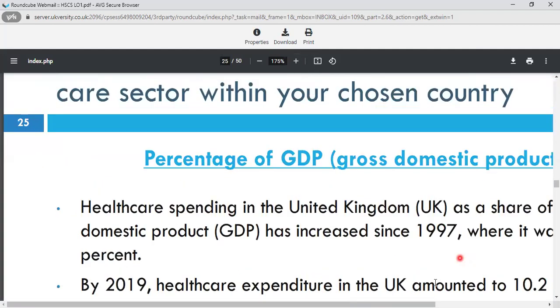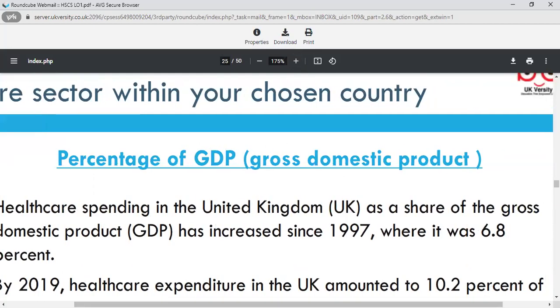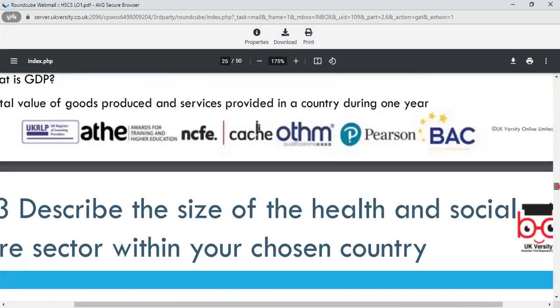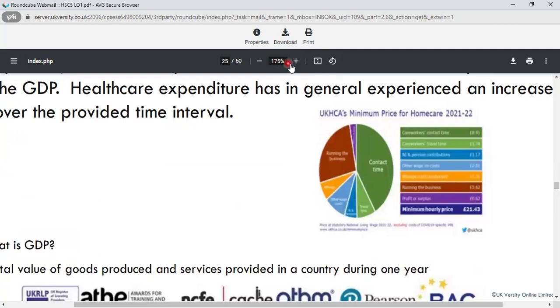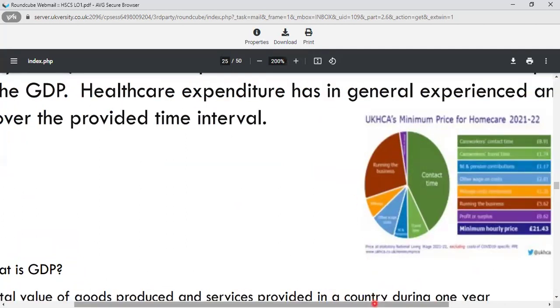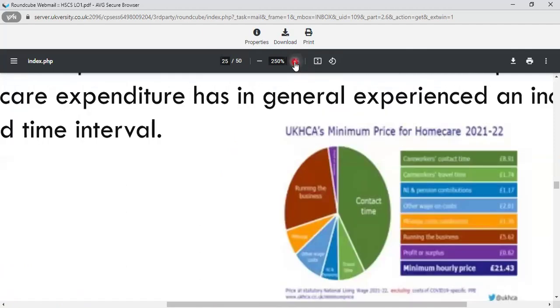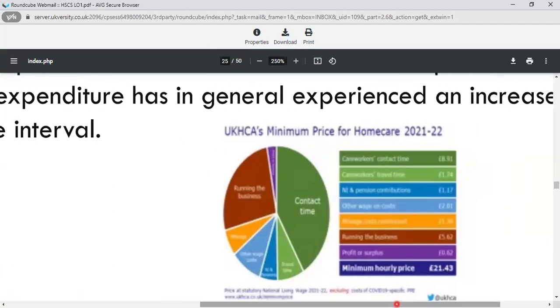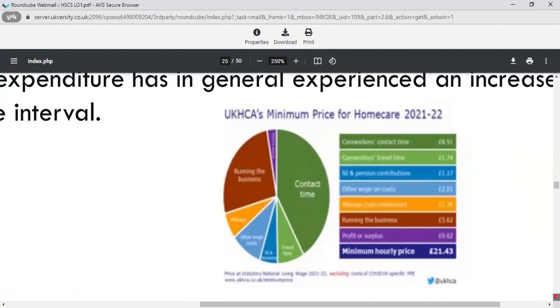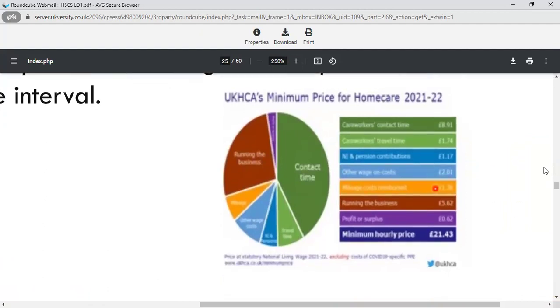So if we see this graph, I think this is the last slide that we will have, and I can take your questions if there are any. So this is the minimum price for home care in 2012, let's say. So this is the GDP we're talking about. There are different ways in which you see it. And you see the contact times, you see the running businesses.